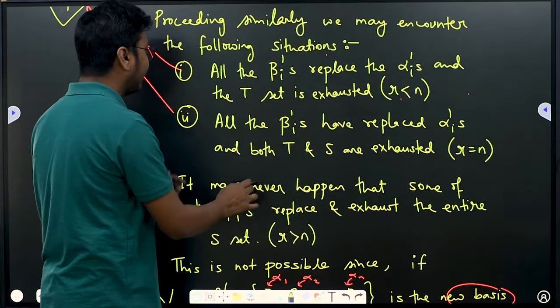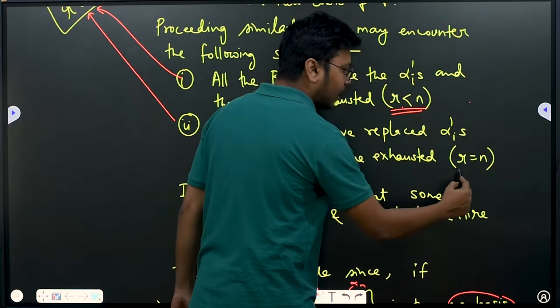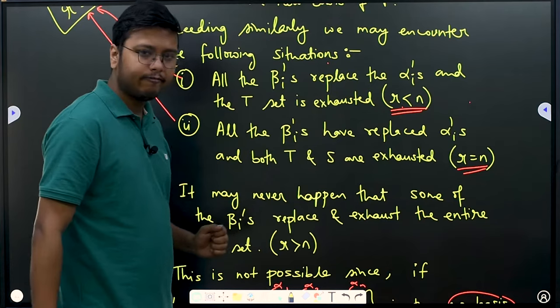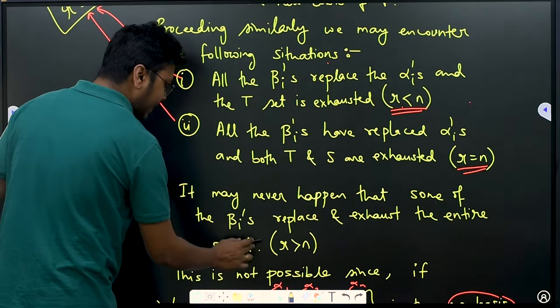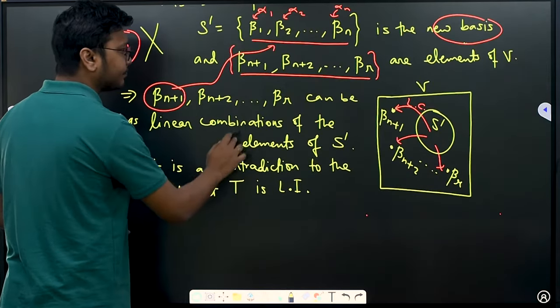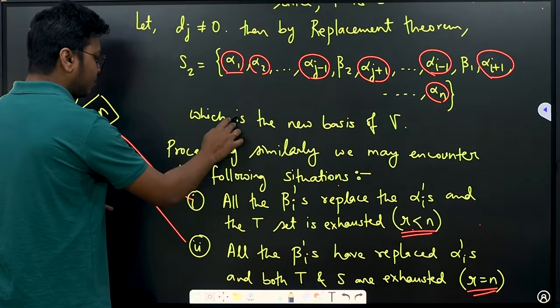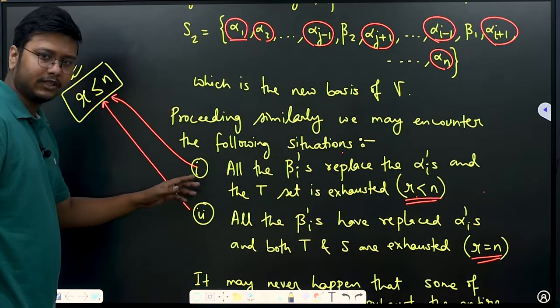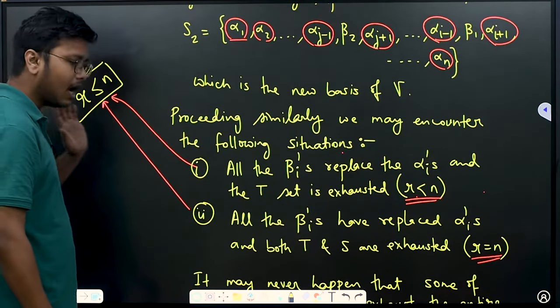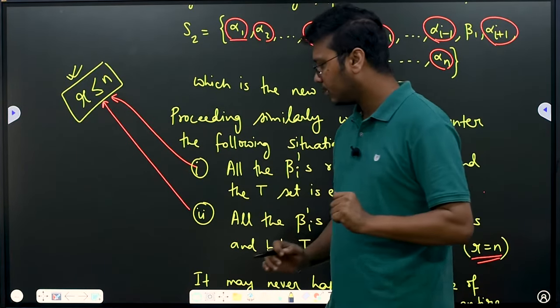The possible scenarios are these two, which is R less than N or R equals N, and together if we combine them, then we get that R is less than or equal to N, right? So our Roman 1 and Roman 2, which are the two situations which are arising, are giving rise to R less than or equal to N, which was the required proof of this theorem.